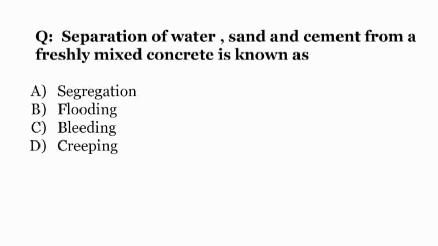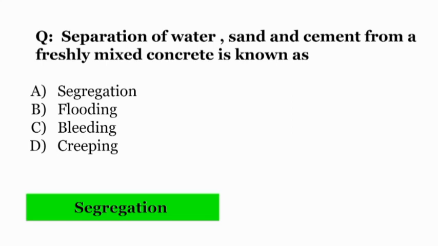Separation of water, sand and cement from freshly mixed concrete is known as A. Segregation, B. Flooding, C. Bleeding and D. Creeping. Correct answer is option A, segregation. When coarse aggregates settle down in the concrete, it is known as segregation. It is caused due to excess of vibration or non-cohesiveness in the mix.